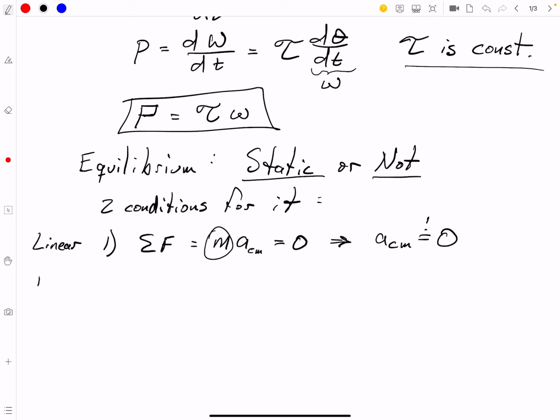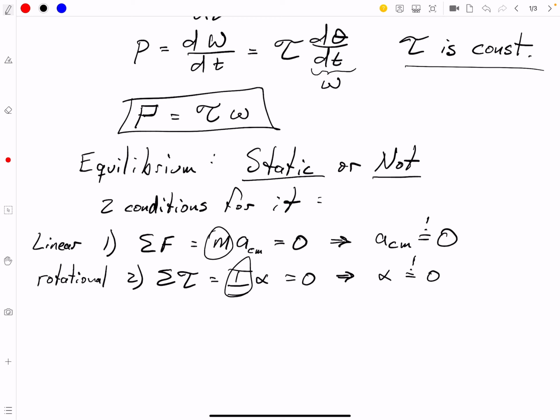And then rotational is the second. That means the sum of the torques, which is I alpha, equals 0. I cannot be 0 for a massive object. If it's an object, it's massive, so its moment of inertia has to be non-zero, and we get that alpha must equal 0. So those are our two equations for static.